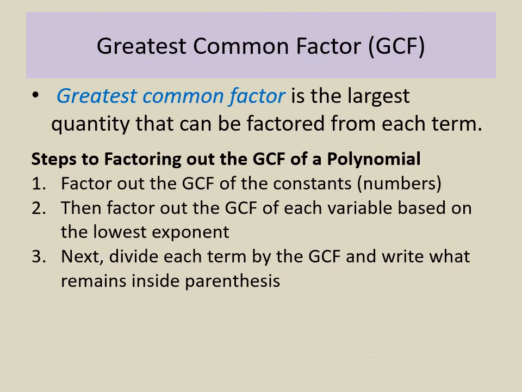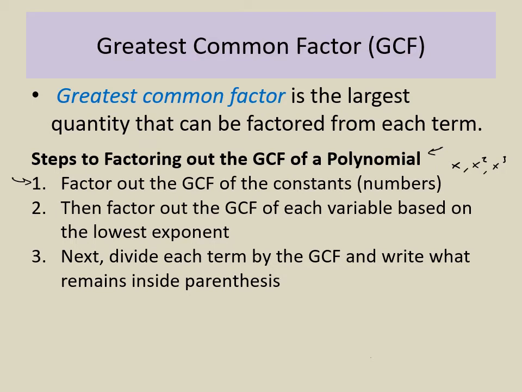So when I want to factor out the GCF of a polynomial, I'm going to read this to you and then we're going to see examples for it to be clearer. First, we're going to factor out the numbers or the constants. Just like in the last example, we factored out 6. That's a constant. But we may also have some variable common factors such as x or x squared or x to the power of 3 and so forth.